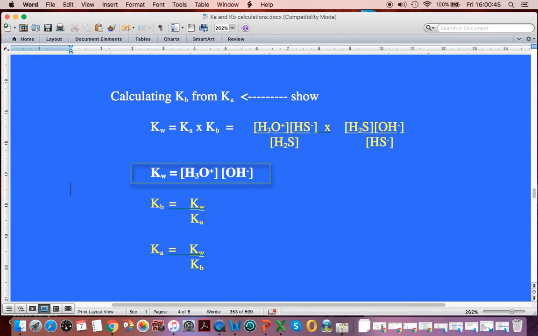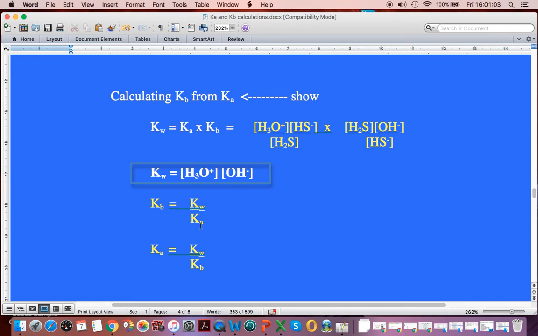Well, when we multiply these out, the HS minus here is canceled by HS minus there, and the H2S is canceled by H2S. What's left behind is Kw equals H3O plus times OH minus, stuff we know to be true. This is the most likely way you're going to use this formula.